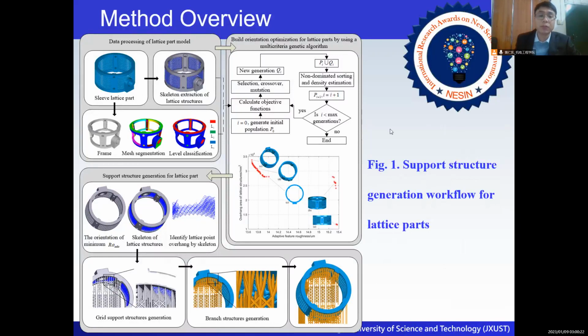For example, in Fig 1, the build orientation corresponding to the frame's minimal adaptive feature roughness is chosen. Moreover, the point overhang of the lattice structure is identified based on its skeleton. Finally, the grid tree composite structure is generated to support the frame and the lattice structure.